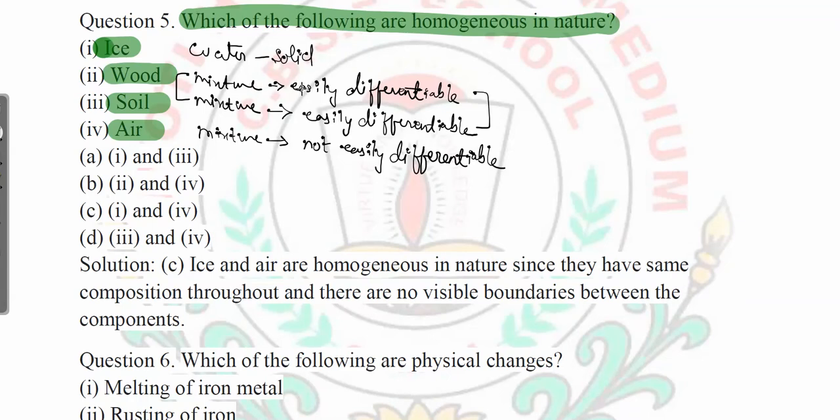And the non-differentiable substances are generally termed as what? They are generally termed as the homogeneous substance. So hence, we will say that option C, that is 1 and 4, is the correct option. Ice and air are homogeneous substances, because we cannot easily identify the particles of these substances with our naked eyes. Next, moving to question number 6.